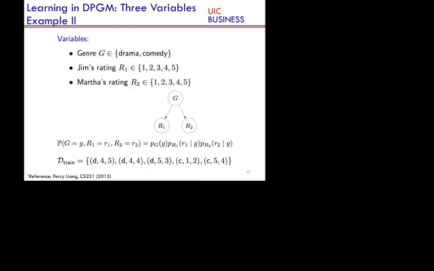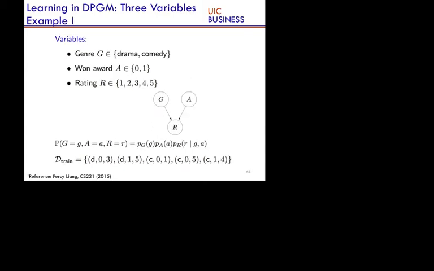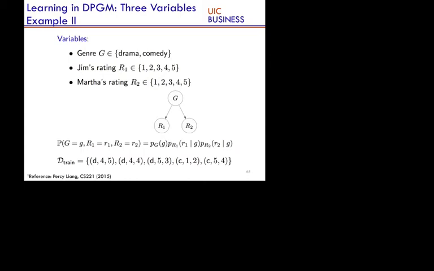Let's say we have a different graph where we just have one random variable corresponding to genre, but we have multiple ratings now. So 2 ratings. Now the joint distribution is this. This again decomposes. This is a tail-to-tail relationship. But anyway, this decomposes in this way, right? And let's say we again have training data, which is going to be the genre, what was the rating of the first person, and what was the rating of the second person.